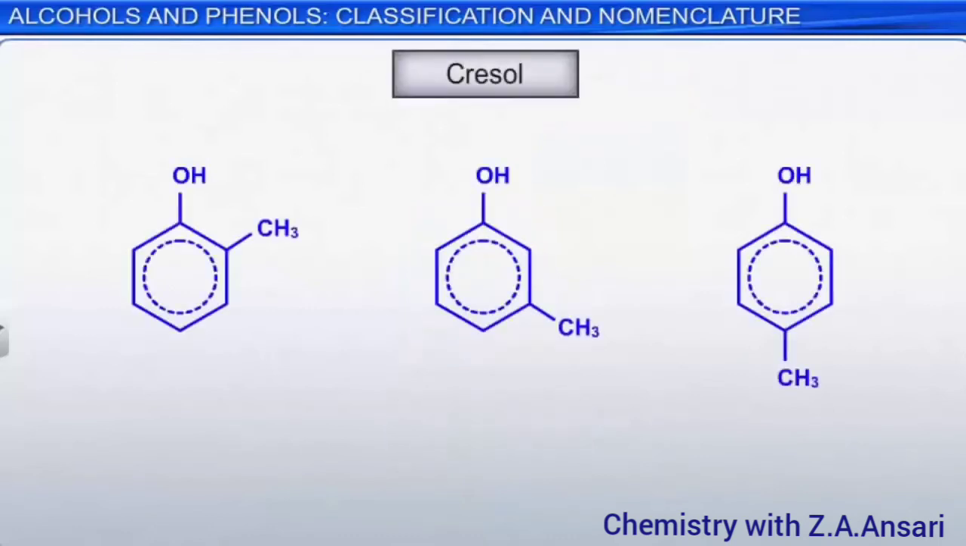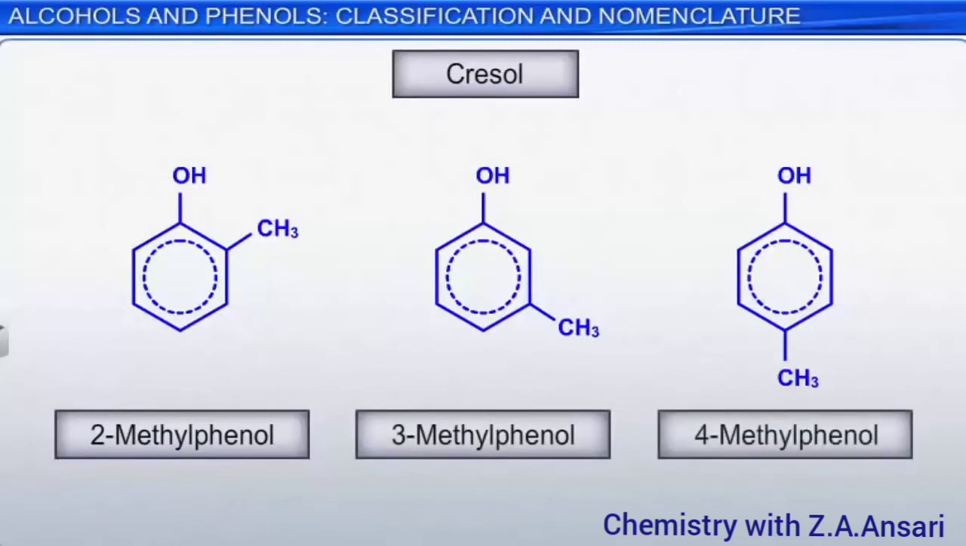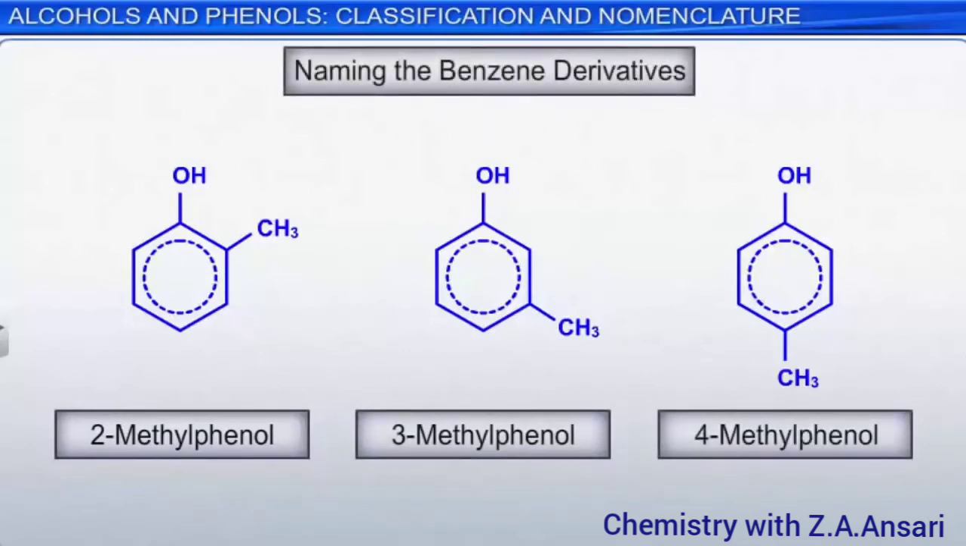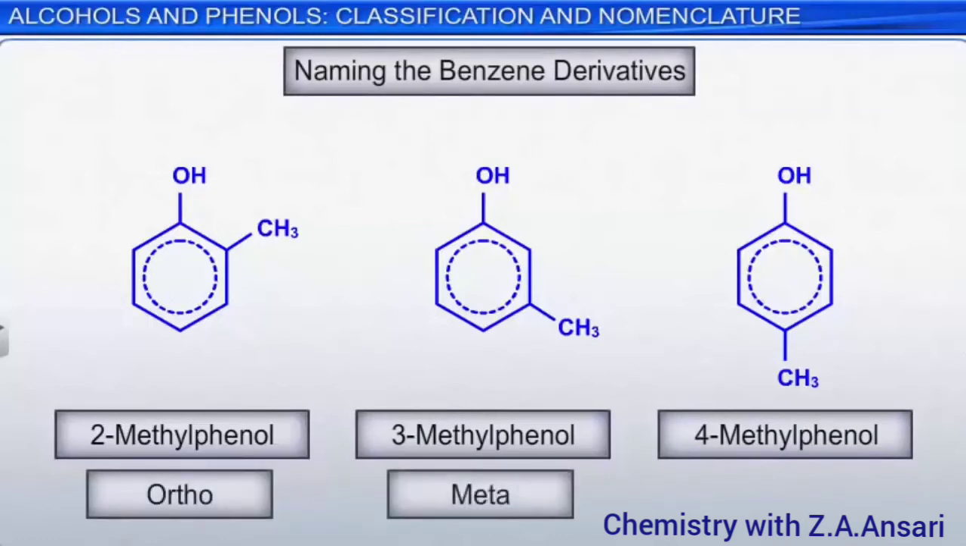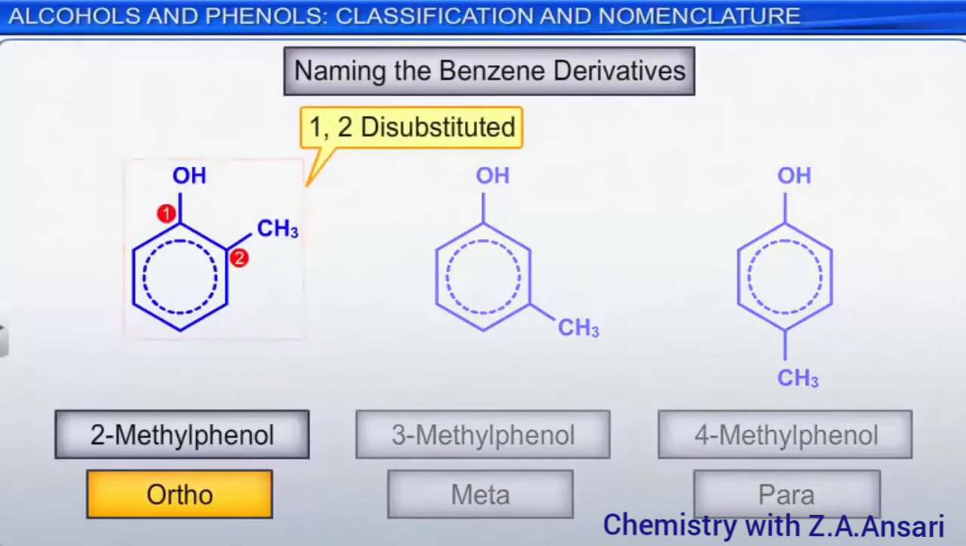Cresol is the name for toluene molecules that have 1 hydroxyl group in addition to the methyl group. There are actually 3 isomers for cresol. The isomers for cresol can be named as phenol derivatives: 2-methylphenol, 3-methylphenol, and 4-methylphenol. We can also introduce the use of the prefixes ortho, meta, and para to name benzene derivatives. Ortho refers to 1,2-disubstituted benzenes.